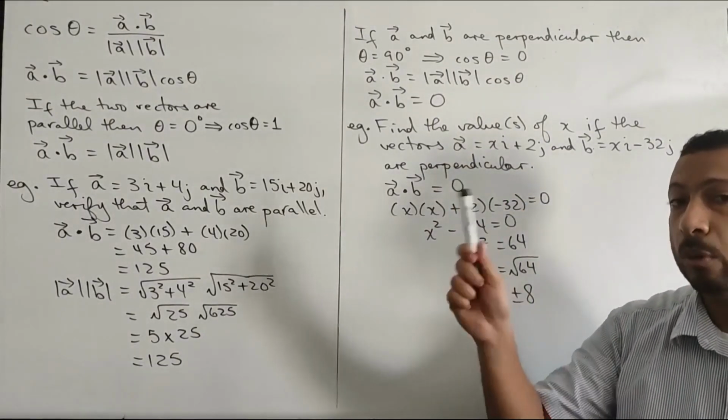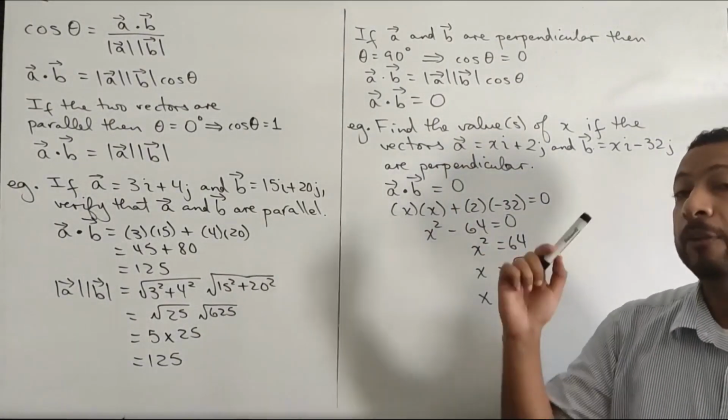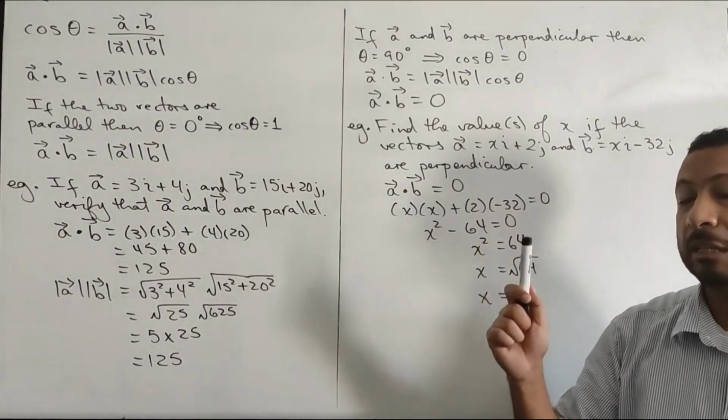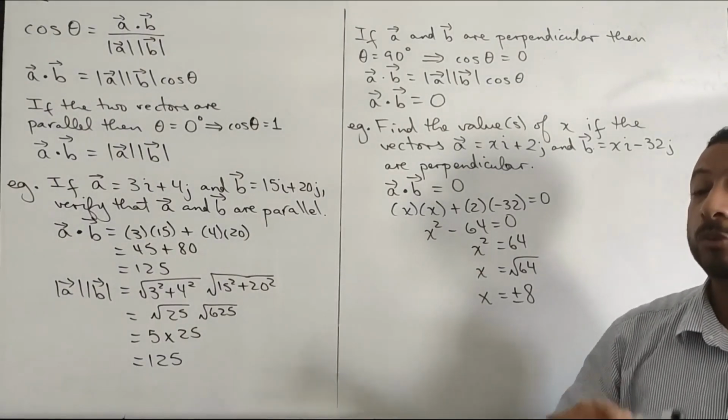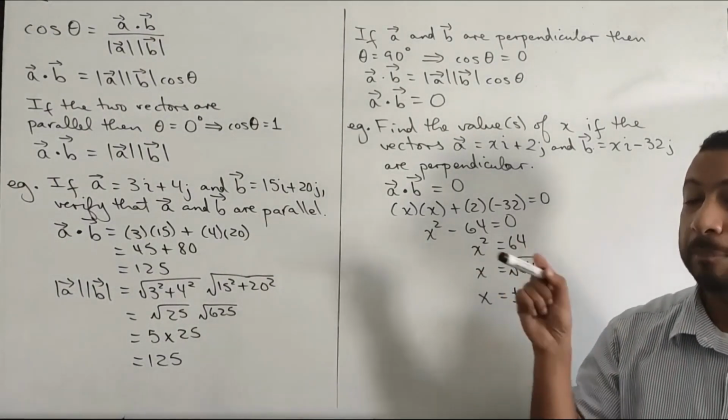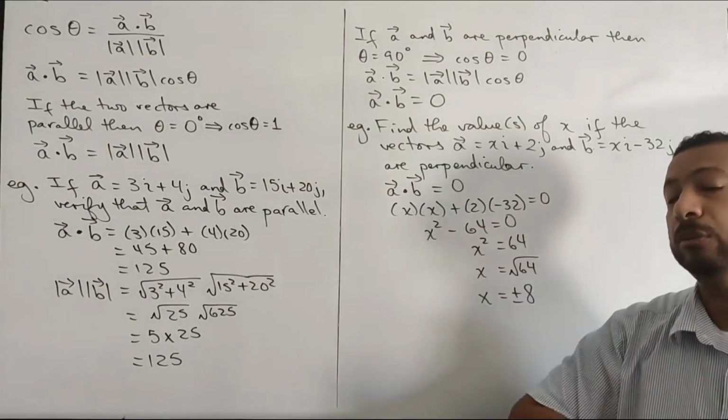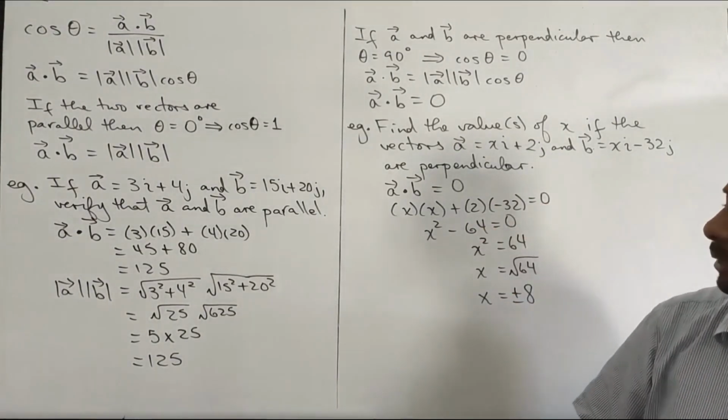And again, that works both ways. If the dot product is equal to 0, that means they are perpendicular vectors. And vice versa. Let's say you know they are perpendicular vectors, then that means the dot product must be equal to 0. So let's look at an example.